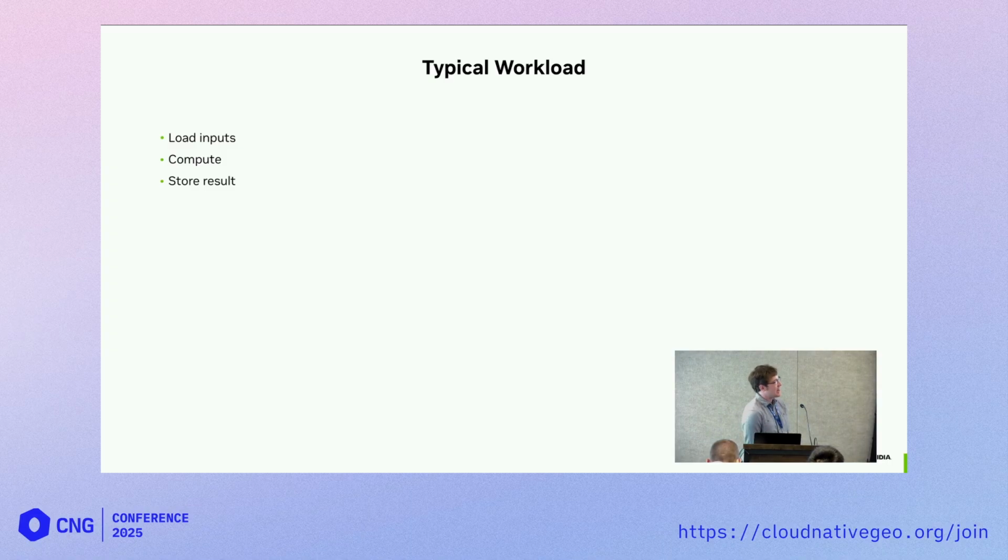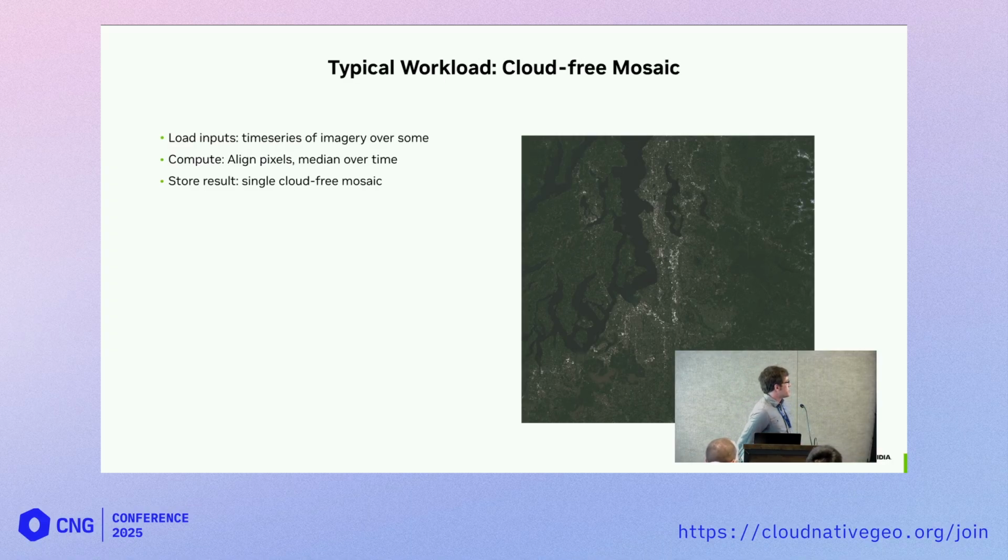So great. Let's think through some cloud-native workloads. At a high enough level, I think all workloads can follow this pattern: loading some inputs, computing something interesting, and then storing or somehow serving that output. So maybe you're making a cloud-free mosaic. In this case, you're loading this time series of imagery, stored as COGs on blob storage. You're going to do your computation, which in this case is maybe reprojection, aligning pixels, and then doing that median, that reduction over time, getting out a single layer, one per band or whatever, and storing that out or serving it to whoever's asking for it.